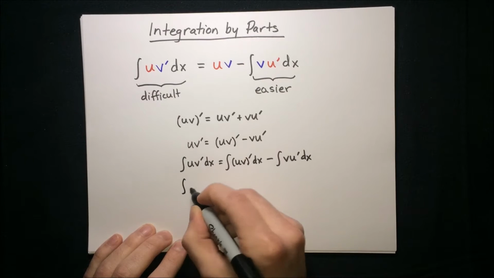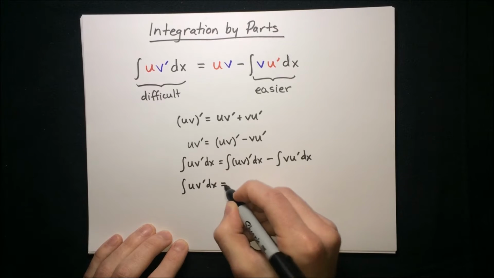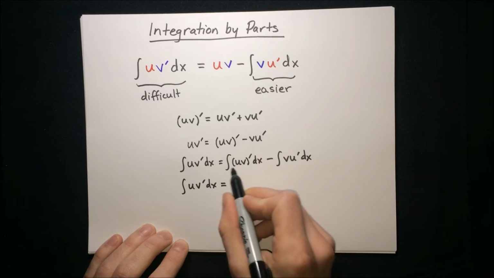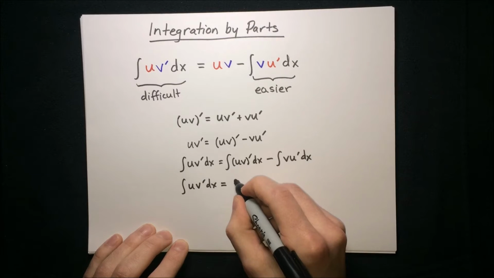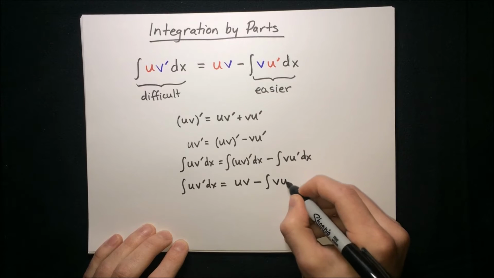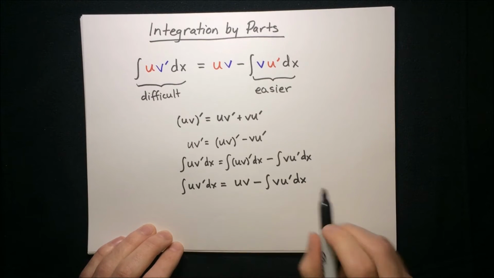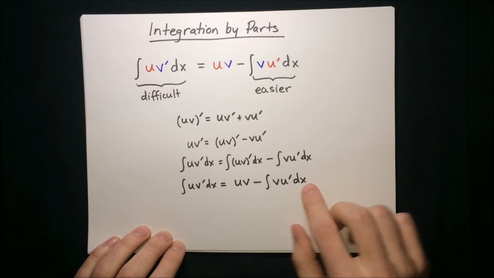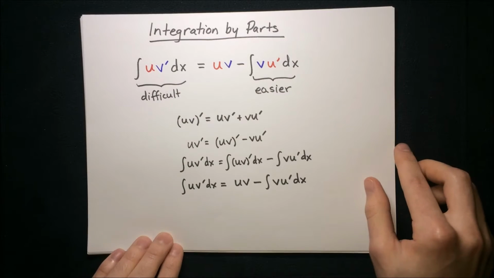And we'll write this once more, simplifying. So we've got the integral of uv prime dx equals, now this integral is just the integral of the derivative of uv. So those cancel each other out, and we've just got uv minus the integral of vu prime dx. So that's where it comes from. And we'll do a few examples to show you how to use the master formula to solve these difficult integrals that are going to arise.